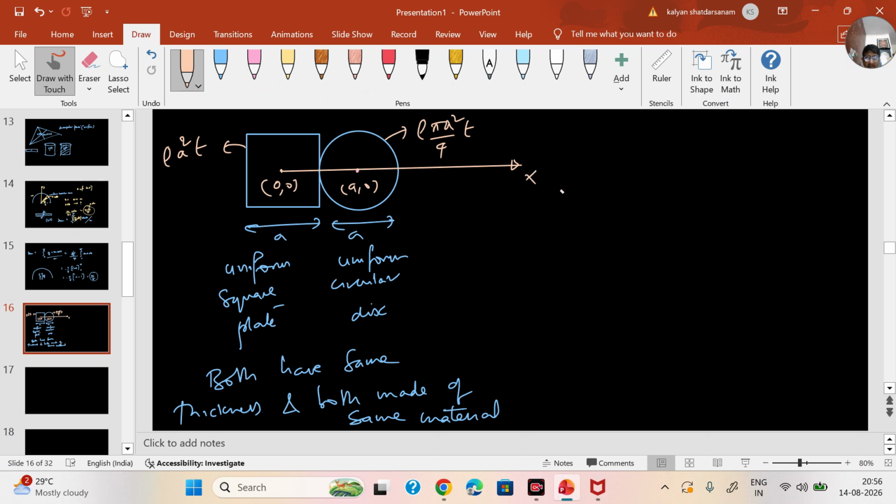Why? Because the center of mass will lie on the x-axis only. It won't lie on the y-axis. Even if you take the y-axis, the y coordinate will be 0. The center of mass will be on this line, on the x-axis, so it will have only an x coordinate.